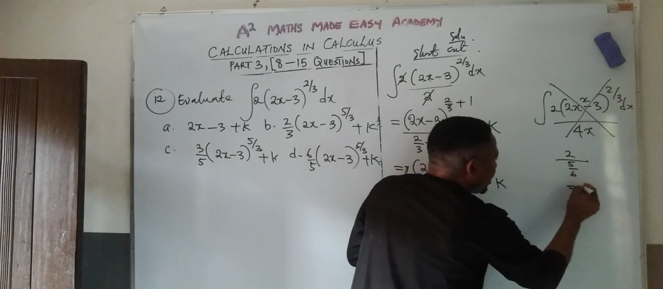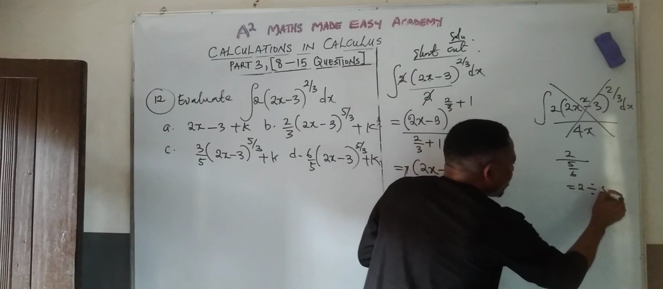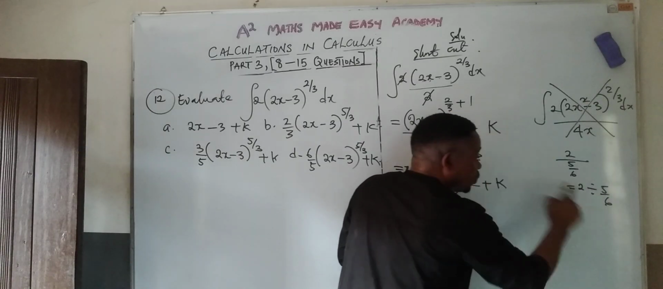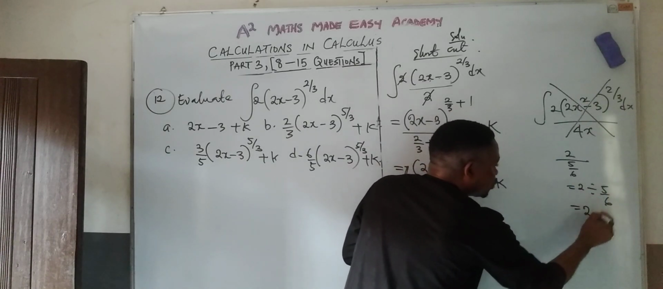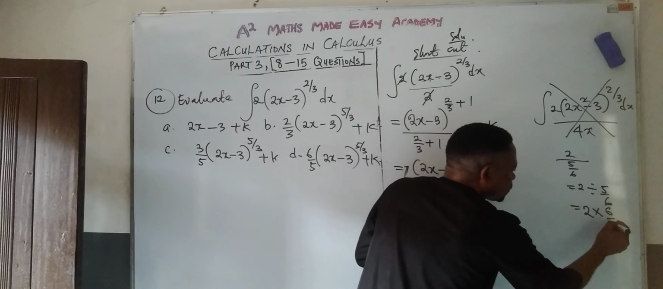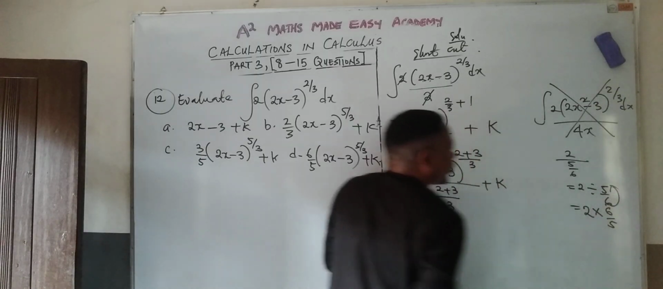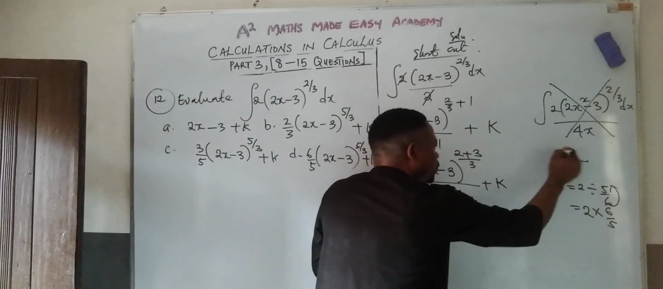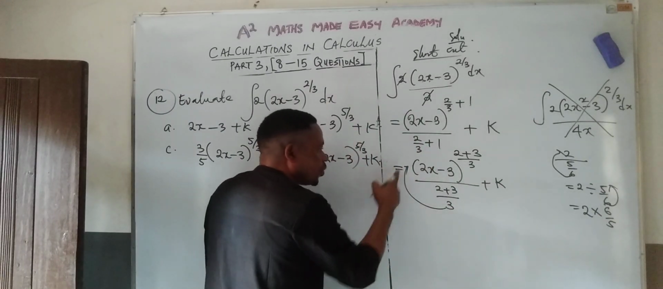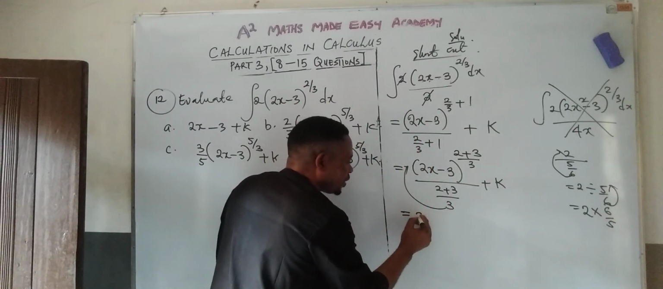Do you know that this thing means 2 divided by 5 over 6? Change it to multiplication. It becomes 2 times 6 over 5. Can you see that 6 has migrated up? So this 6 will go up. Then what happened here? 3 will go up. I'm now having 3, right?